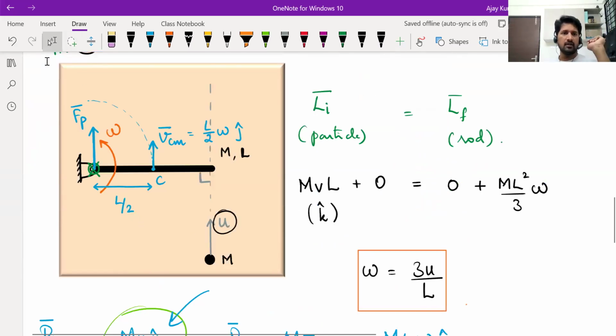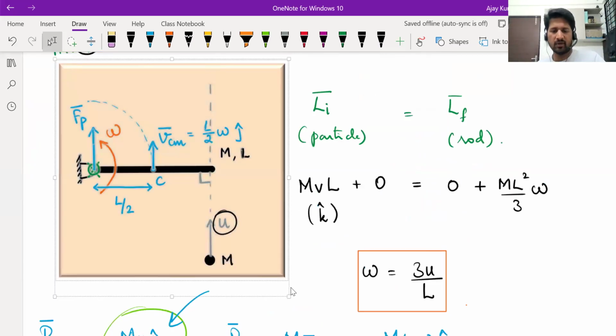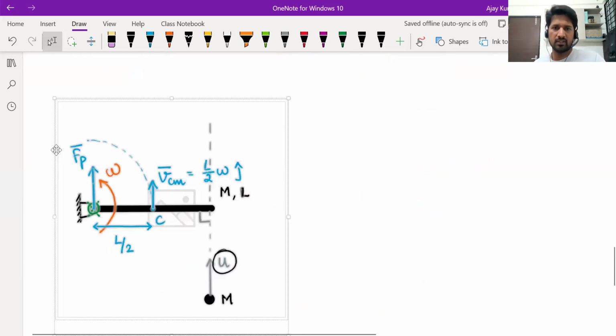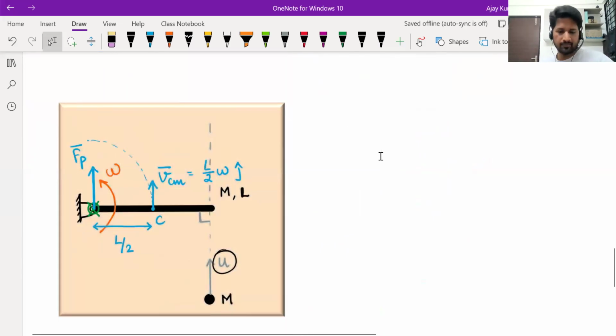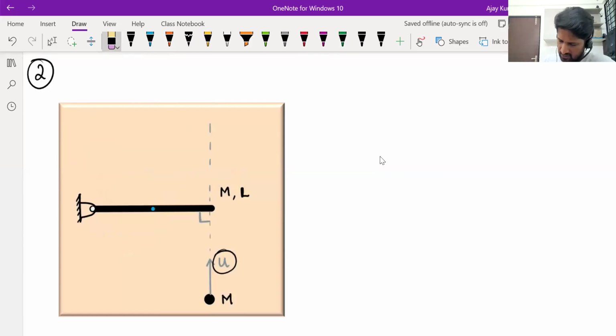Fine. Now try this problem, solve this problem, all of you. It goes on the same lines. I'm just changing the point where the particle strikes the rod, nothing else. I want you to find out the angular velocity and the force exerted by the pivot. Let me erase all these, just a moment. You will have to visualize the center of mass, line of action of velocity, all this anyway.